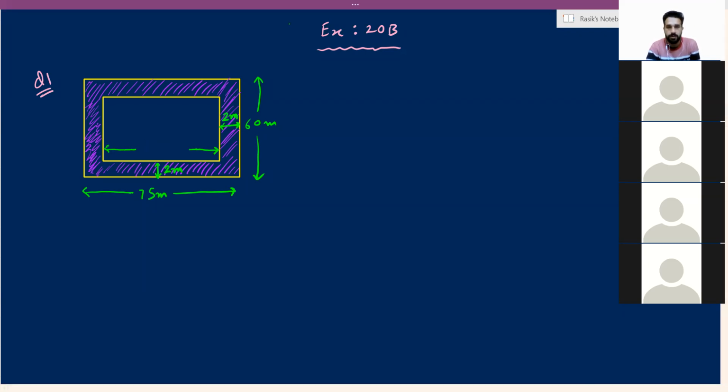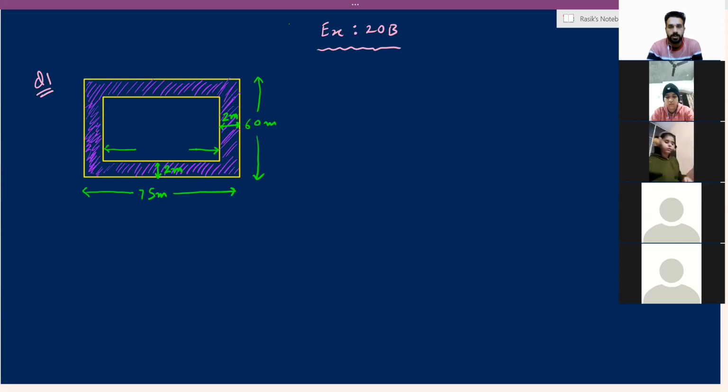Please start your videos, everyone. What you repeat? Sorry. Yes, all of you. Can you try and tell me what is the length of the inner rectangle?